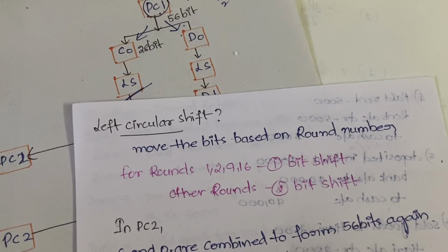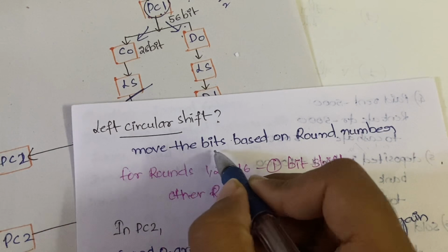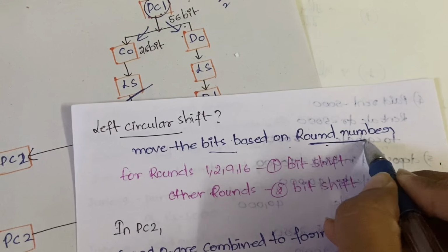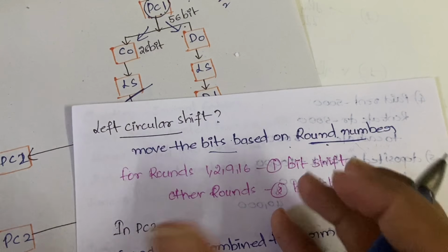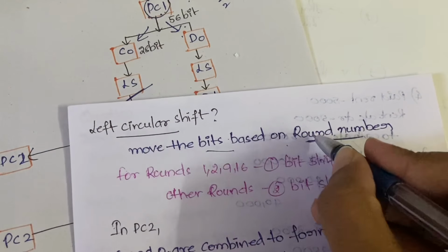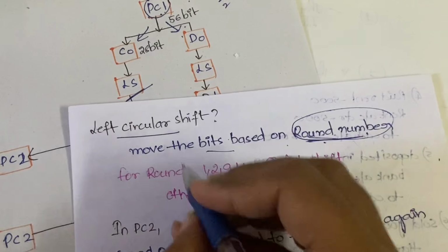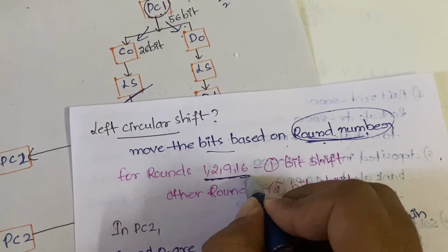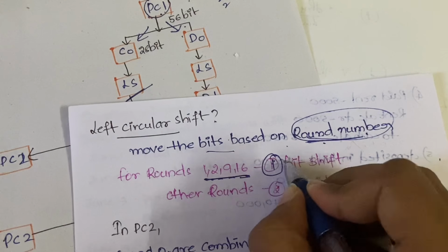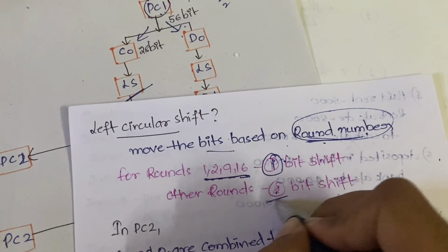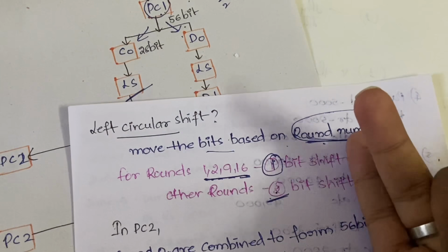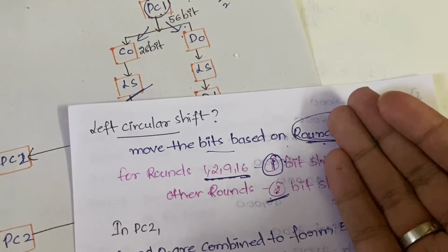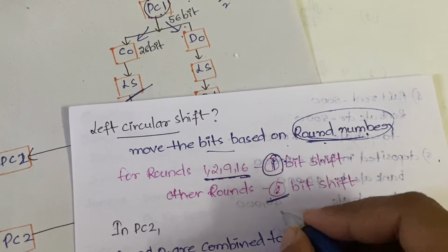Now what is this left circular shift? It is very simple. You shift the bits towards your left side based on the round number. If it is round 1, 2, 9, or 16, for these 4 rounds you shift by 1 bit. For the other rounds you shift by 2 bits. That is for 3, 4, 5, 6, 7, 8, 11, for all those you shift by 2 bits.